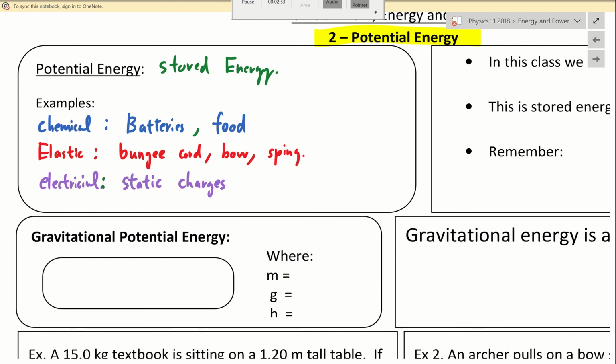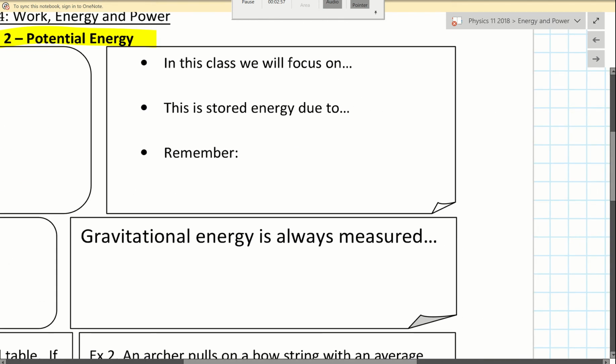But what we're going to focus on today is the energy stored not in a battery, not in food, not in the elastic band, not in plus or minus charges, but the energy stored in our gravitational field, the energy stored in gravity. And that is called gravitational potential energy. Okay?